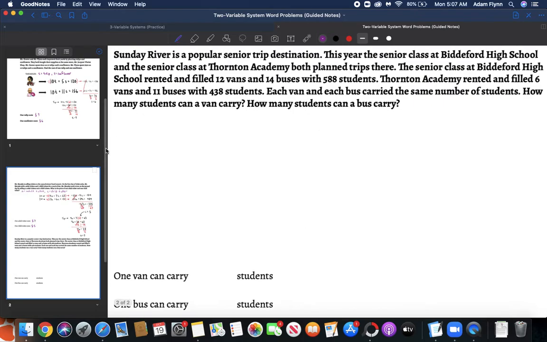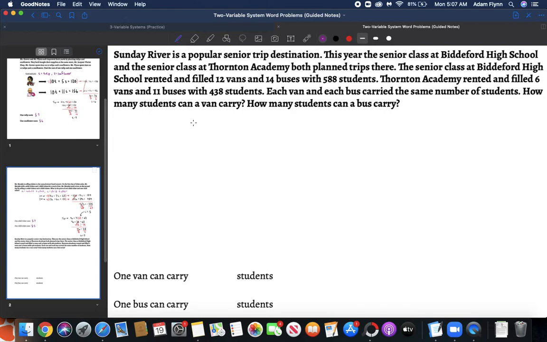So this next one, Sunday River is a popular senior trip destination. This year, the senior class at Biddeford High School and the senior class at Thornton Academy both planned trips there. The senior class at Biddeford High School rented and filled 12 vans and 14 buses with 588 students. Thornton Academy rented and filled 6 vans and 11 buses with 438 students. Each van and bus carried the same number of students. How many students can a van carry and how many students can a bus carry?